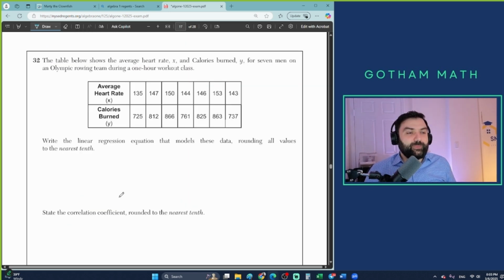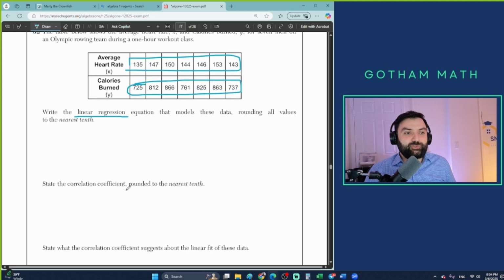Question number 32 is a 4-point classic question. What do I mean by saying classic? I see the words linear regression, and right away I know that it's a linear regression question that we all do on the calculator. On your graphing calculator, we are going to input these values for x, these values for y, press a couple of buttons, and then it will give you the exact answer. It's the easiest 4 points that you can get.